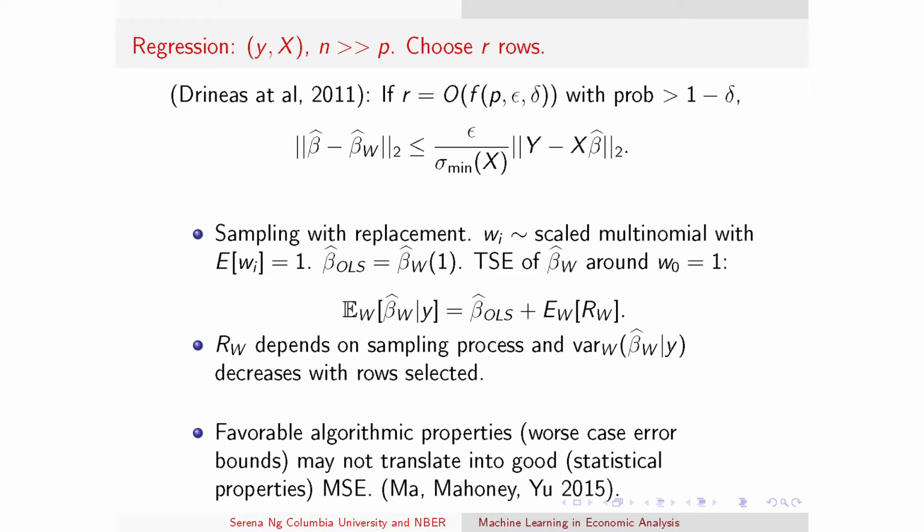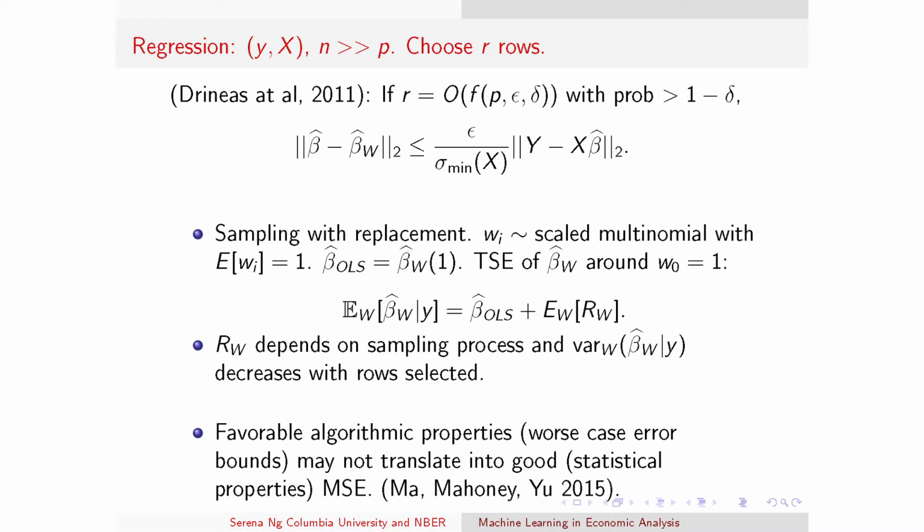The fact that we can show that the objective function converges uniformly to the original objective function might disguise some important characteristics that are required of the estimator to be well behaved. I'm more interested in the statistical properties of this weighted estimator. The weighted estimator is actually a special case of the full sample estimator with the weights all equal to 1. So if we do a Taylor series expansion of this estimator around the weights equal to 1, we can say something about this weighted estimator.